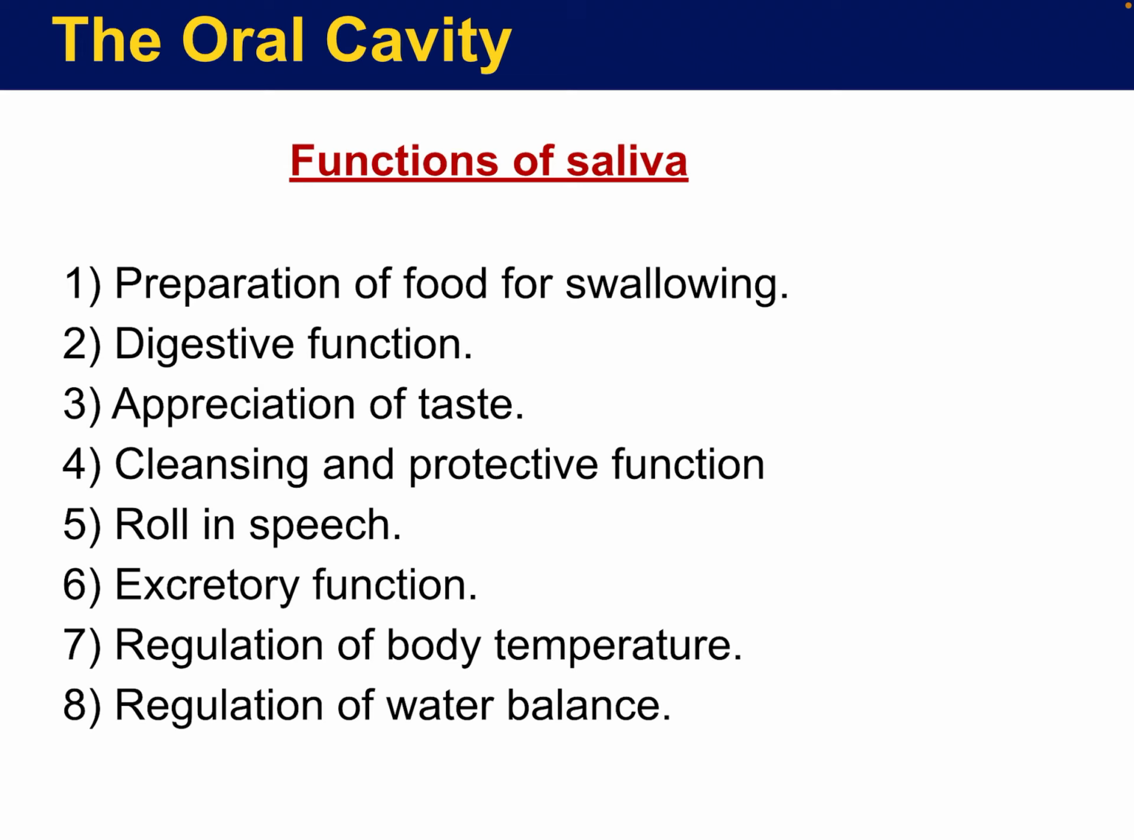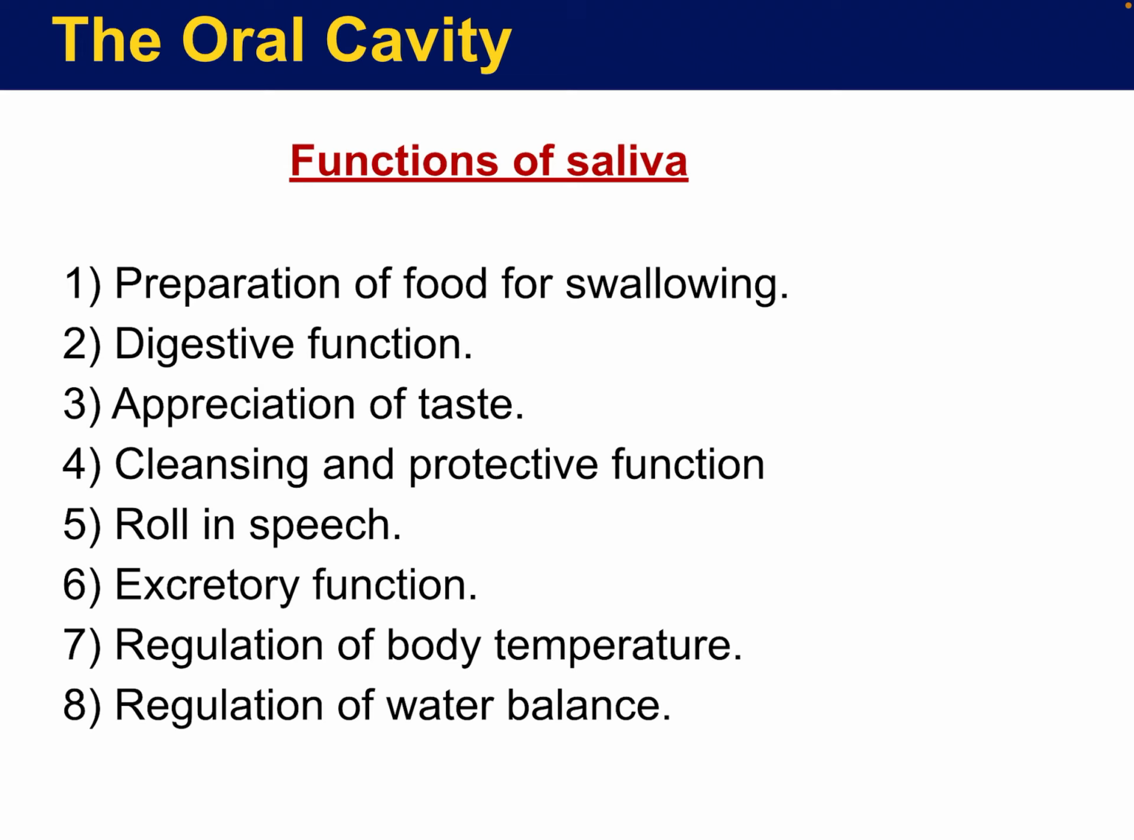Second function is digestive function. Saliva has three digestive enzymes, namely salivary amylase, maltase and lingual lipase. Salivary amylase is a carbohydrate digesting enzyme. It acts on cooked or boiled starch and converts it into dextrin and maltose.